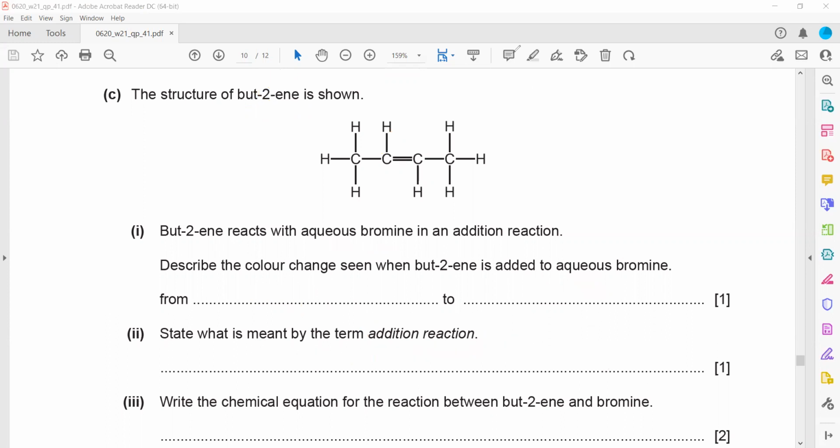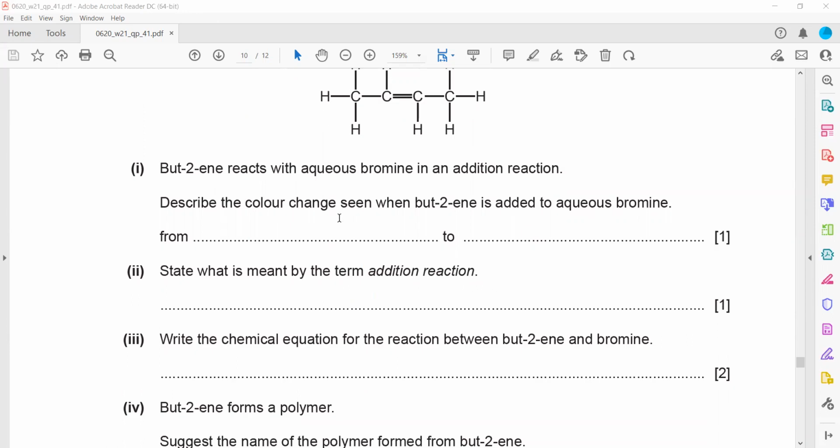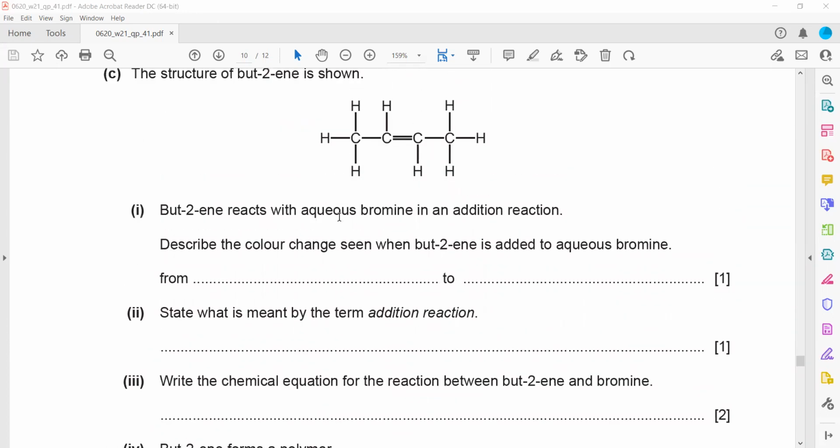Then write a chemical equation for the reaction between butene and bromine. So how to write a chemical equation? What is the formula of butene? But means 4 carbons, so I can write C4H8, as the number of hydrogens will always be twice the number of carbons. So butene, C4H8, plus bromine. What is bromine? Bromine is a non-metal, and non-metals exist as molecules, so it will be Br2.